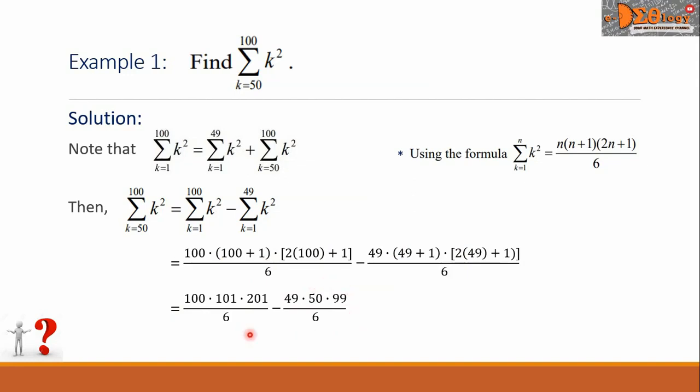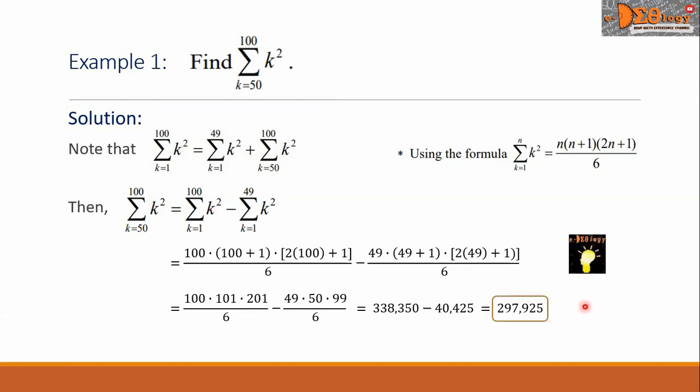Simplifying the fractions, we will have now this first fraction equivalent to 338,350 minus the second fraction, which is equal to 40,425. And the difference is 297,925. This is the final answer.